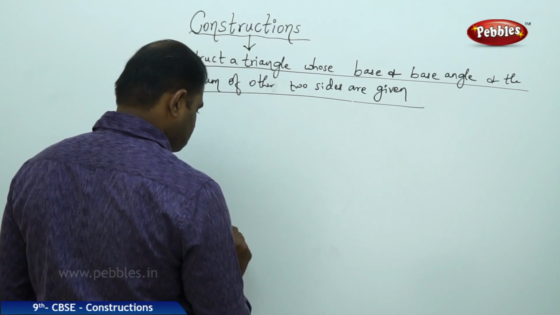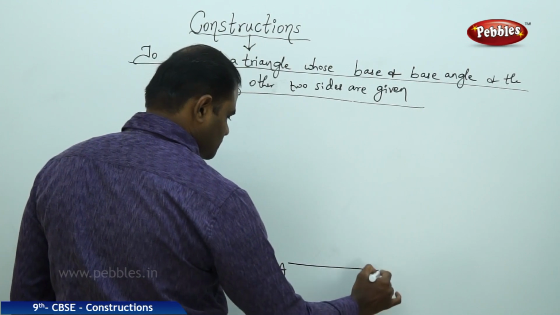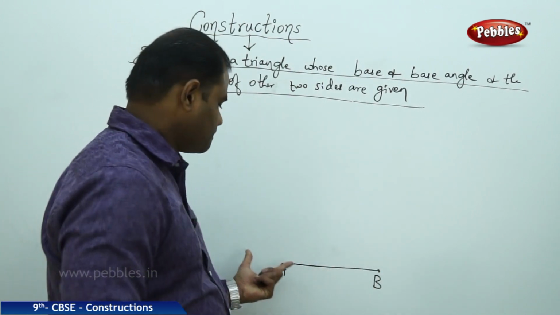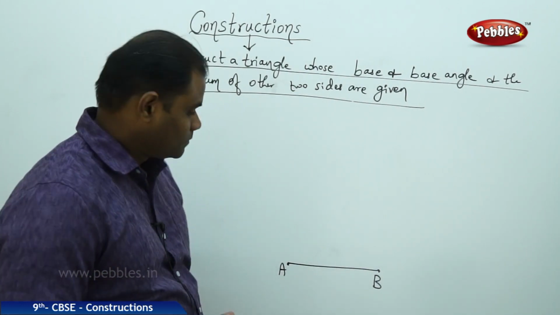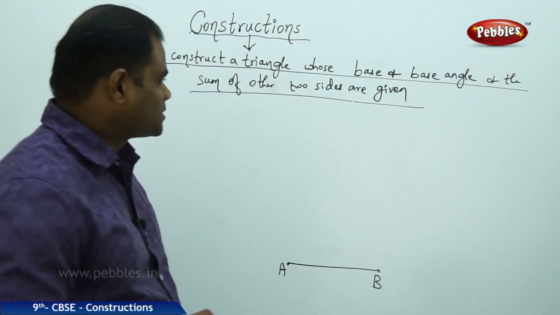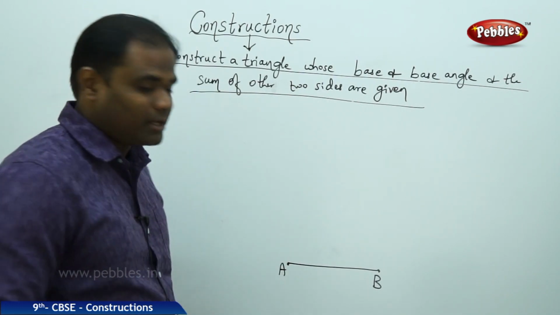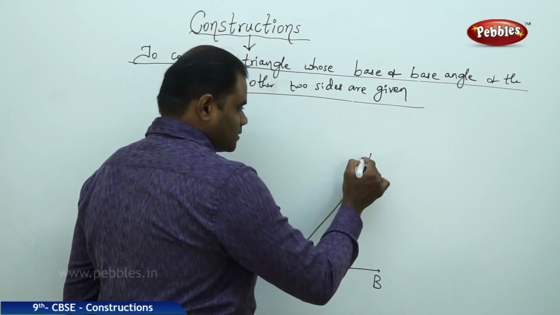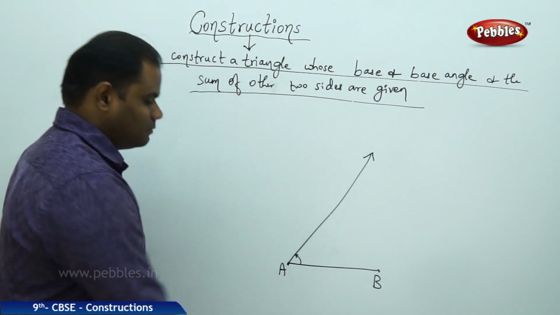So here I have a base AB of certain length. So I take that given length using the ruler and I draw a line segment with that fixed measurement using a straight ruler. Once the line segment AB is given and drawn out here in the plane, next is the base angle which is taken. Say my base angle at A is given, so I make an angle using the protractor and then I get the angle out here. So here is the base angle.